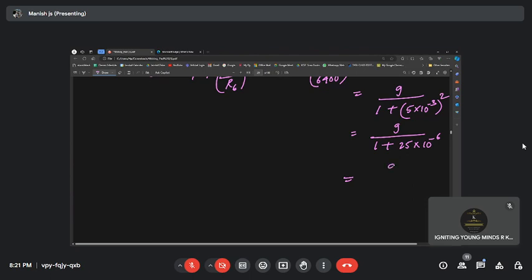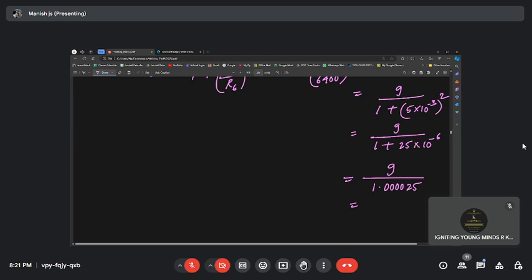Yeah, it's an easy task. So g plus, how much is it? 1 plus 25 times 10 power minus 6. Take the common out, so that 6 place values you will shift the decimal place, isn't it? I hope you guys know how many significant figures will be there. So 1.000, one more 0, 25 will come.